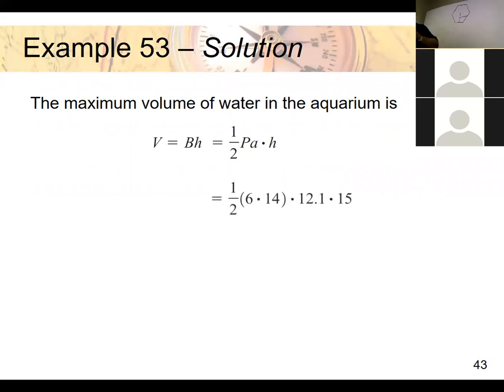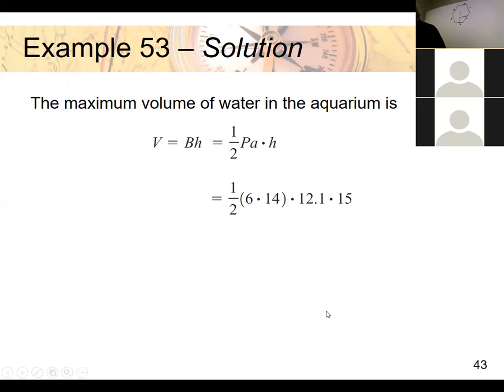Okay, so here is where the substitution comes in. We've got 1/2. The perimeter of a hexagon, now the hexagon that I have up here has 6 sides. And each side was 14 inches. It has sides with a length of 14 inches. So it's 14 all the way around. There's 6 sides, so it'd be 6 times 14 times the apothem. You were told it was 12.1 inches, so that's where the 12.1 comes from. And the height is 15. That was also given to you as well.